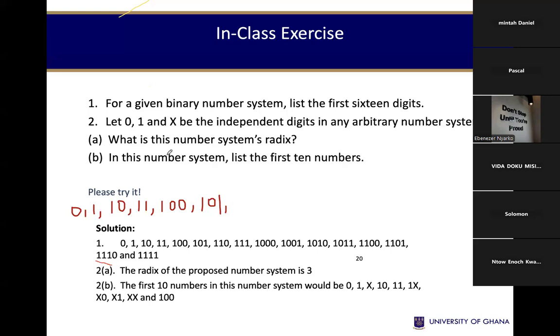Now, if you check, you realize that in all the things we have been doing, even the decimal number system, starting from 0, 1, 2, 3 to 9, they are actually 10 digits.